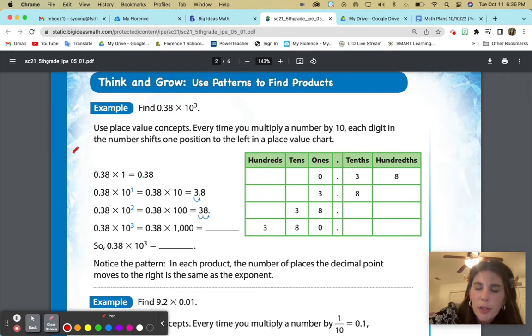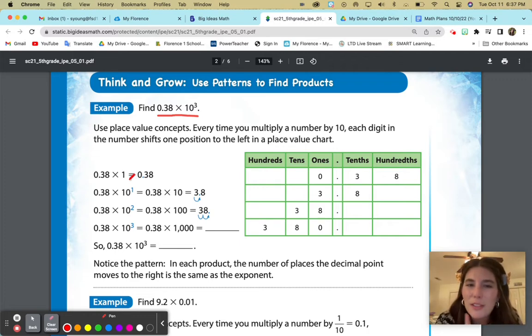So, our problem that we are solving is 38 hundredths times 10 to the third. Well, we see a whole number power of 10 here, and I notice that I am multiplying a decimal times that whole number power of 10. So let's look at our directions here, our insight. It says use place value concepts. Every time you multiply a number by 10, each digit in the number shifts one position to the left, which we would call up in the place value chart.